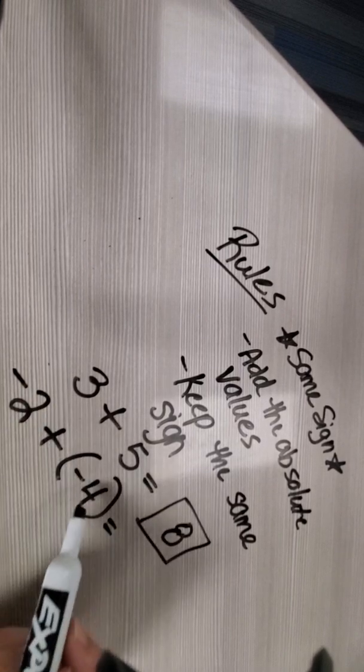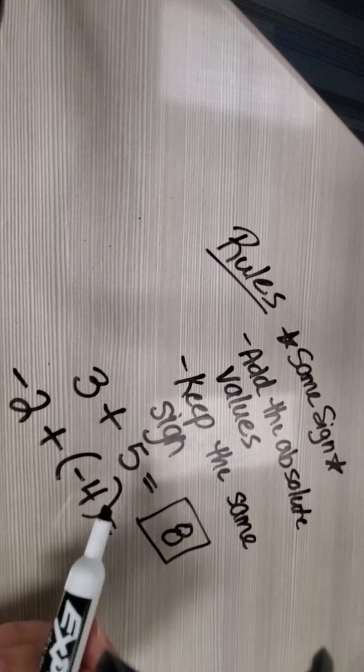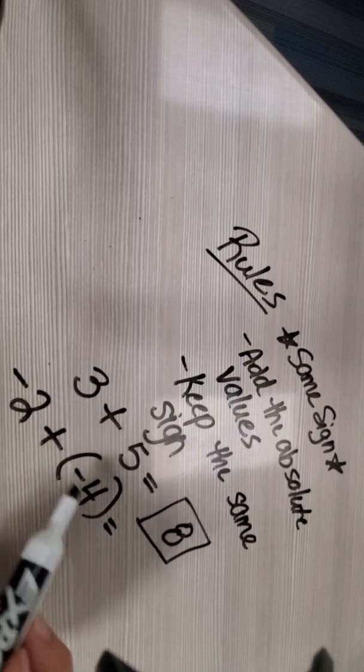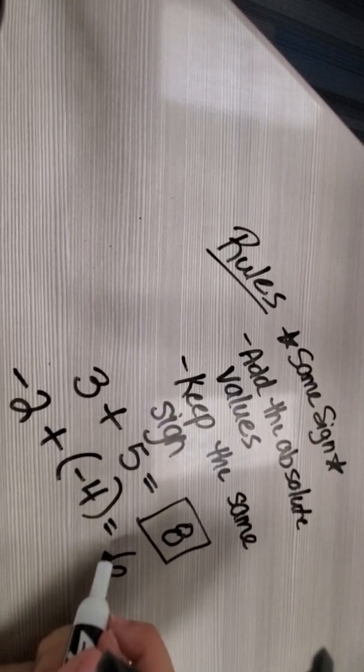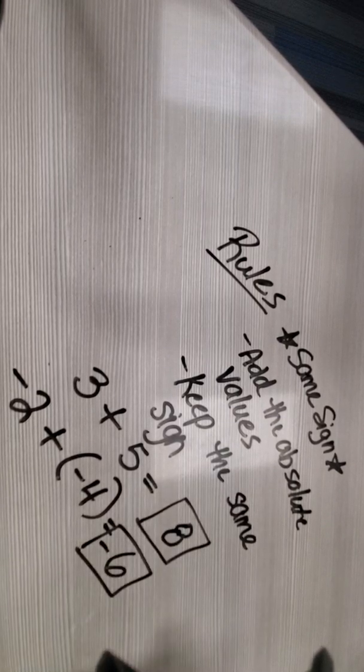So I have a -2 and I have a -4. Same signs. I'm going to add the absolute values. 2 plus 4 is 6. And then I'm going to keep the same sign. Since they're both negative, my answer is negative.